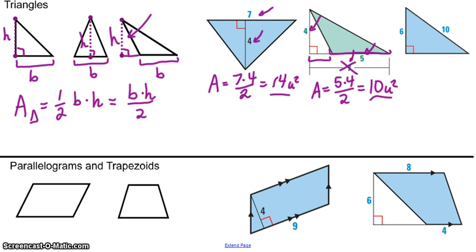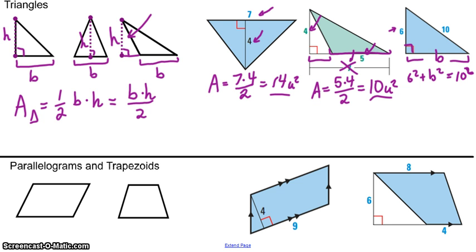What about the last one? Well, in this one, we're given that the height is 6, but we don't know what the base is. It's not given to us. 10 can't be the base because 10 is not perpendicular to the height. 6 and this base are perpendicular, not the 10. But we could use the 10 to figure out what the base was with a little bit of Pythagorean theorem.